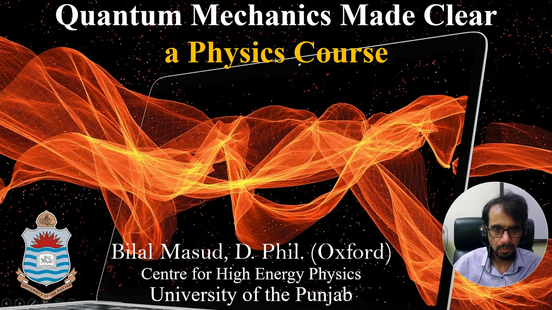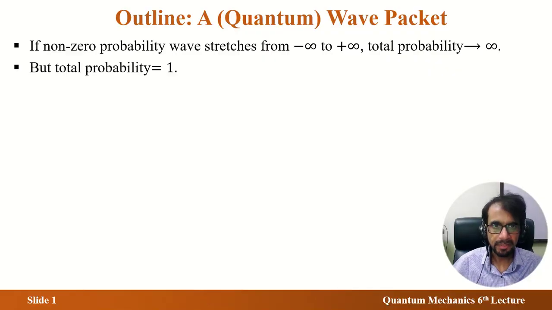In quantum mechanics, perhaps the most discussed or most asked topic is the wave packet. And in this lecture, we have to discuss two aspects of the wave packet. The first is that a wave packet cannot extend from minus infinity to plus infinity. The reasons are related to the fact that minus infinity to plus infinity would make infinity, and that would make the total probability also infinity. I have to tell you why.